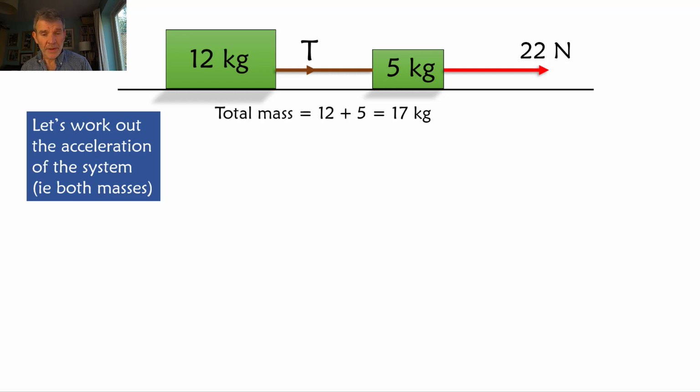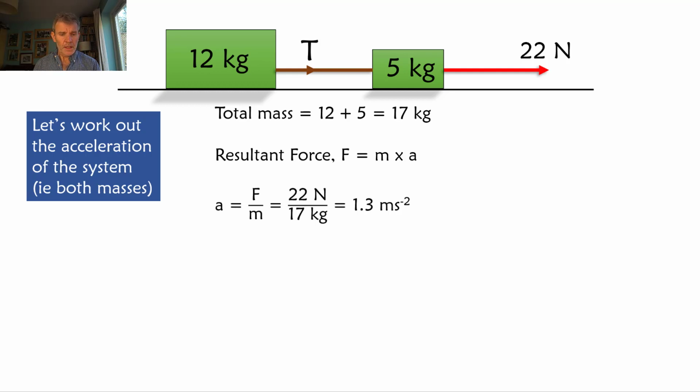So we can work out what that acceleration is by working out the total mass, which is 17 kilograms. There's no frictional force acting. So in other words, the 22 Newton force acting to the right is effectively the resultant force, and we know the resultant force is mass times acceleration. Reorganizing that for acceleration, we can say 22 divided by 17, and that comes out to be 1.3 meters per second squared. So that's the acceleration of both the 12 kilogram and the 5 kilogram mass connected together.